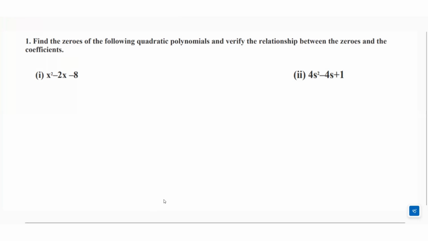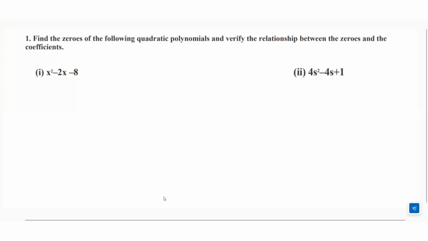Hello everyone. Today we will understand how to find out the zeros of a polynomial. So let's understand. In question number 1, it's given x square minus 2x minus 8, and the question is about we have to find first the zeros of the quadratic polynomial. And how can we find it out? We can find it out when we make the factors of this particular equation.